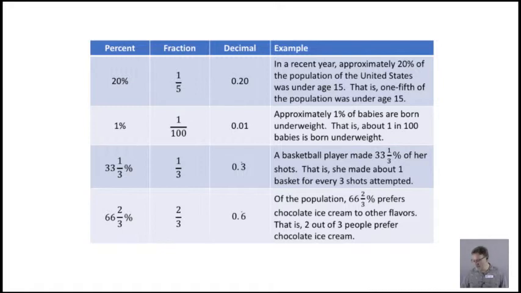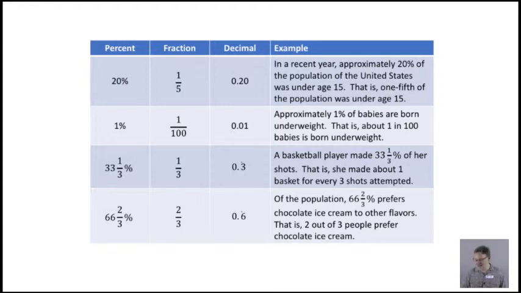In particular, we looked at the second of these two, 66 and 2/3%. That's the same thing as 2/3. And as a decimal, that's actually 0.6666666 out to infinity, the 6 going on forever. We represent that with the shorthand of 0.6 with a line, which I don't know is being displayed very well there, but there should be a line sitting above the 6. We say 0.6 repeating. Of the population, 66 and 2/3% prefers chocolate ice cream to other flavors. That is, 2 out of every 3 people prefer chocolate ice cream.